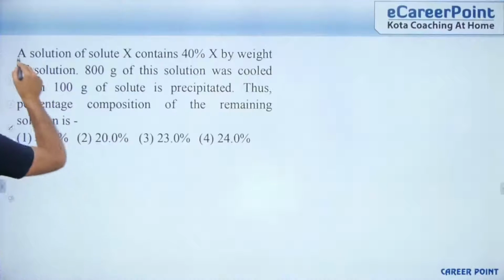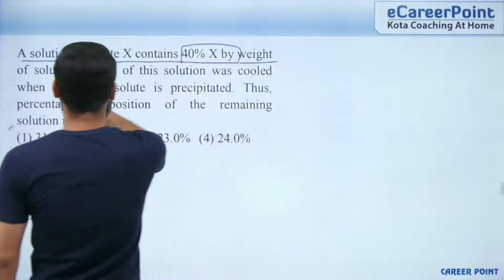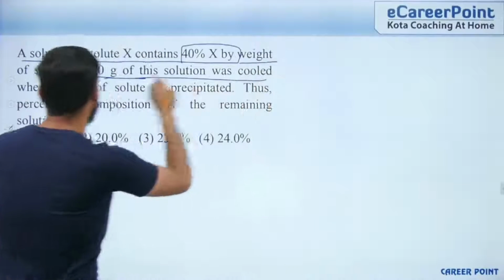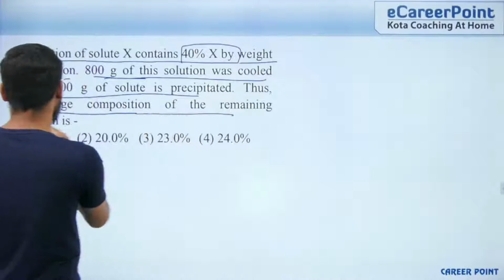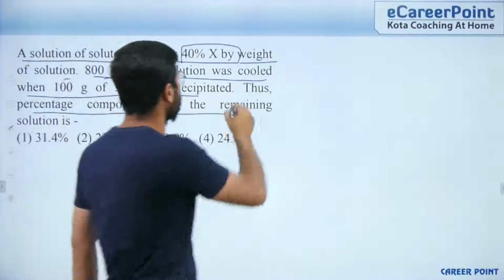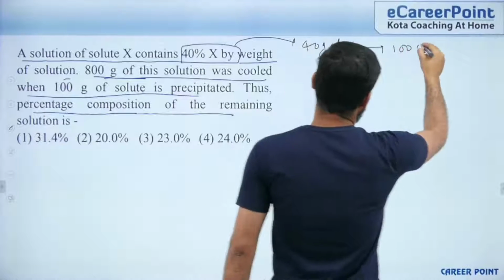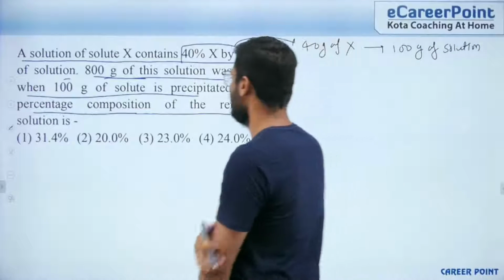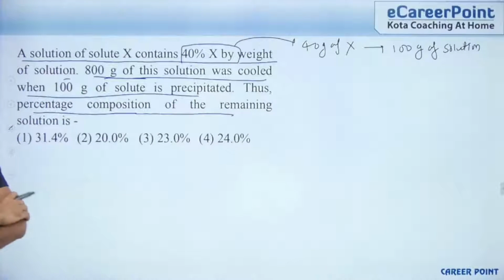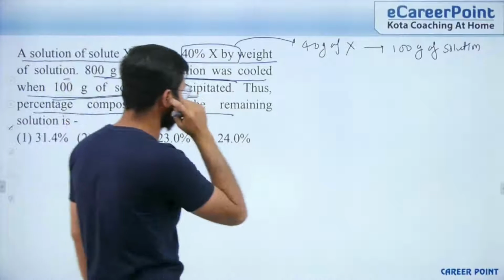Very good question it is. A solution of solute X contains 40 gram of X by weight of solution. 800 gram of this solution was cooled, when 100 gram of solute is precipitated. What would be the percentage composition of the remaining solution? See, 40 gram means that 40 gram of X is present in 100 gram of solution. First thing is this. Now 800 gram of this solution was cooled and 100 gram of solute is precipitated.